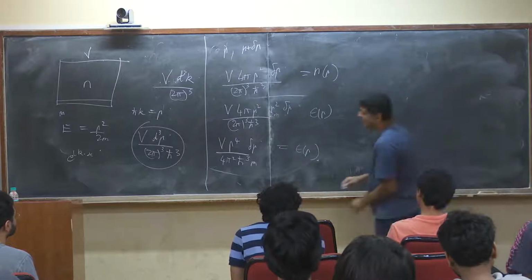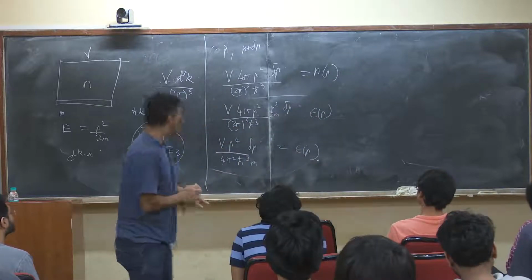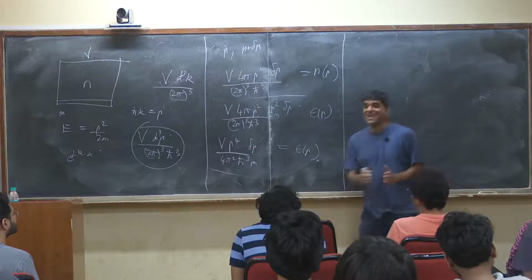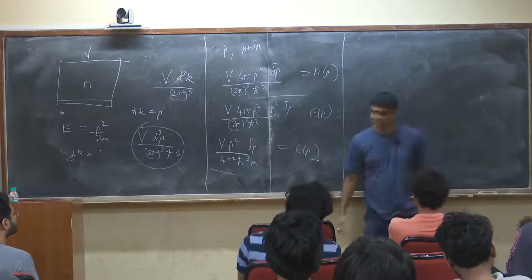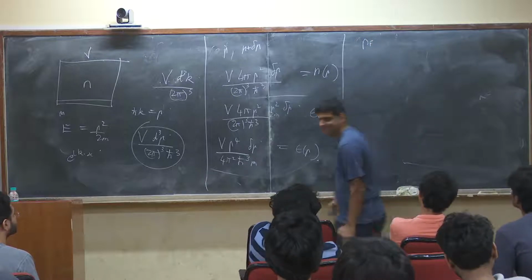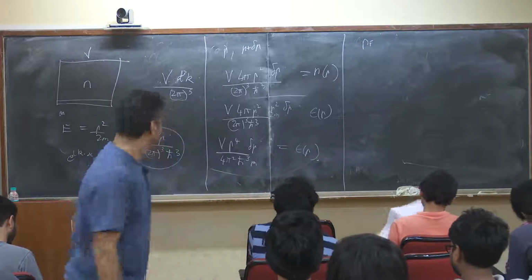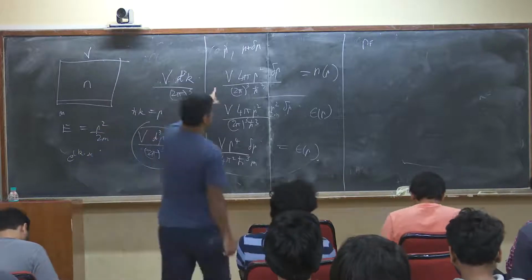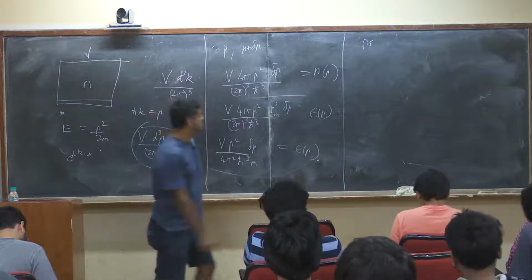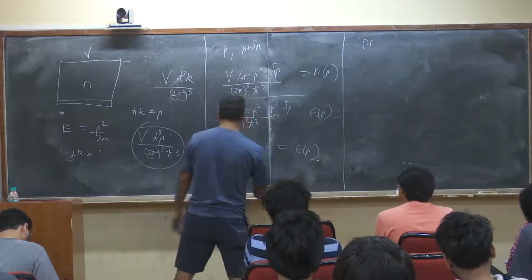Now I want to calculate the net energy, and first the net number of electrons. Suppose that the maximum p is some Pf. Let me compute the net number of electrons by integrating this formula. I'll also simplify this formula.